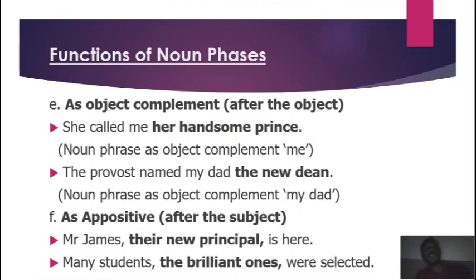Number one again, it's a subject of the verb, when it begins the sentence or the clause and comes before the verb. Object of the verb, number two, when it comes after an action verb. Subject complement, number three, when it comes after a non-action verb. We looked at prepositional object, or object of the preposition, when it comes after a preposition. Then object complement, when it comes after an object in a sentence. And then apposition, when it tells you more about the subject. All right, these are the functions of noun phrases, and you're going to be doing some work.